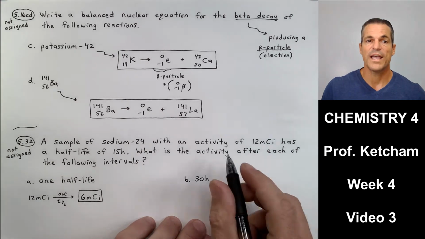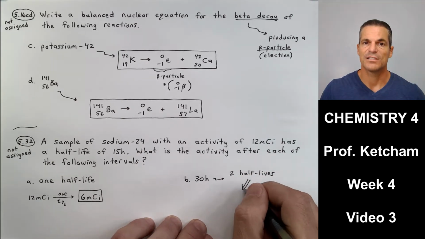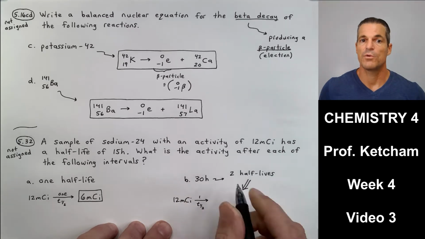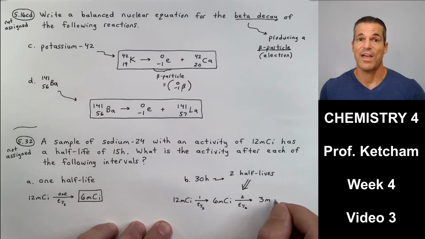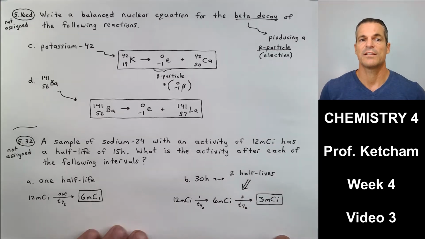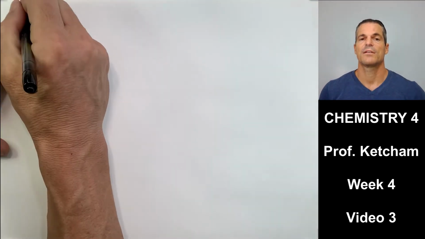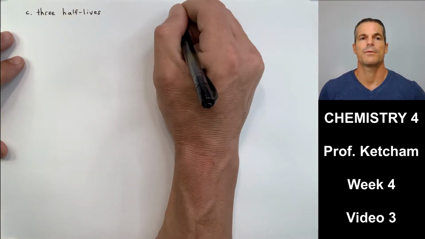So after one half-life, remember we've learned that half of the original amount is left. If half the original amount is left, then it's going to have half the amount of activity. So for A, it's 6 millicuries. And if you do 2 half-lives, well, then you have 3 millicuries. That's our answer for the second part.